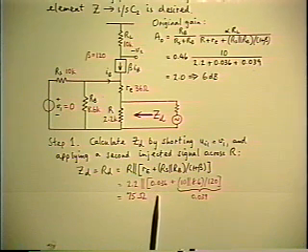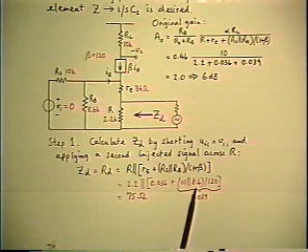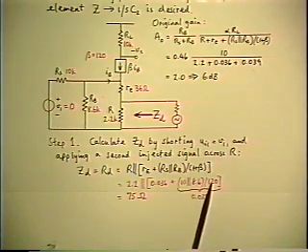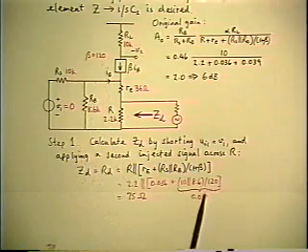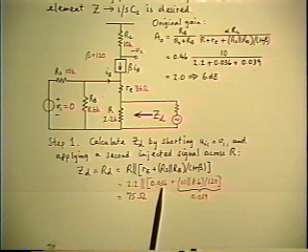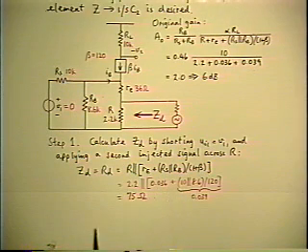Numerically, RE is 36 ohms, RB is 10 parallel 8.6, and when you reflect it, it's divided by 1 plus beta. The result is 39 ohms. 39 plus 36 is 75. 75 in parallel with 2.2K is still 75 ohms.